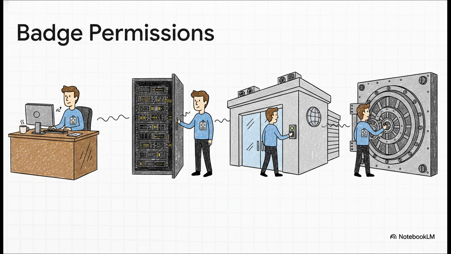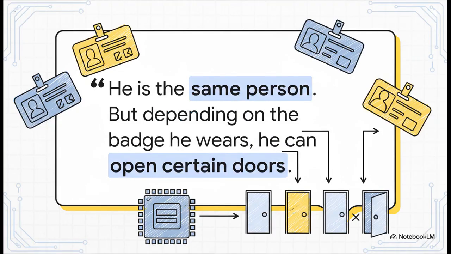So the user badge, that's EL0, lets them access the standard office areas, their desk. But if they need to get into the server room, they have to swap it out for the admin badge, that's EL1. The hypervisor badge, for EL2, gets them into the entire data center. And the secure badge, EL3, well, that's how they open the company vault. This really sums it up perfectly. It's the same person. The engineer's skills and knowledge haven't changed at all, but depending on the badge they're wearing, they can open certain doors. That is exactly what a CPU core is doing when it switches privilege levels.